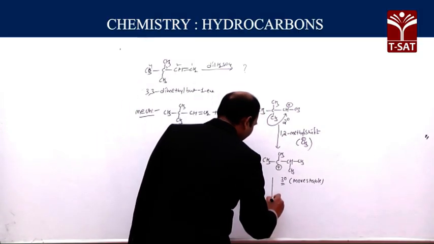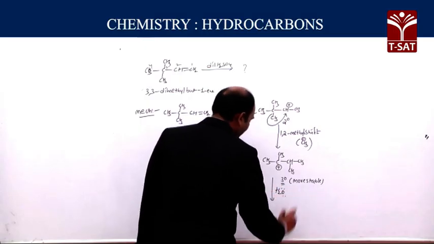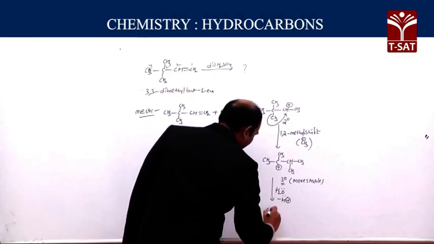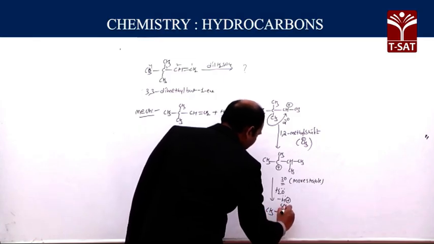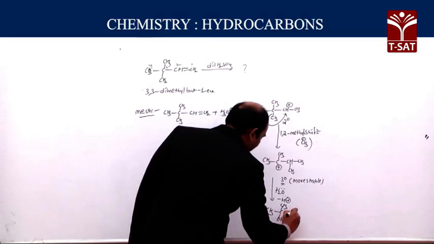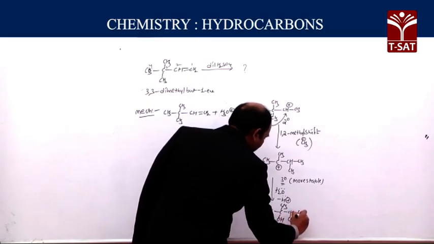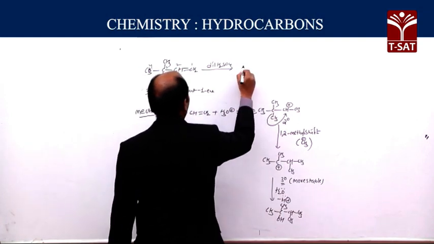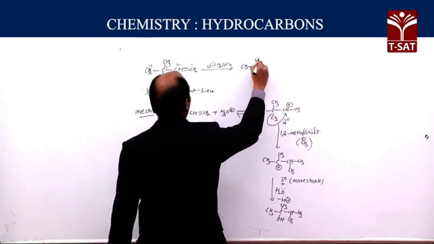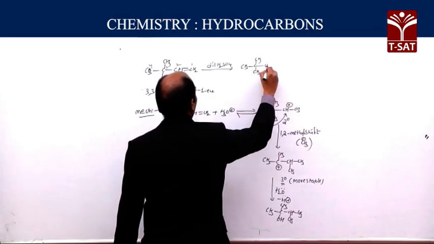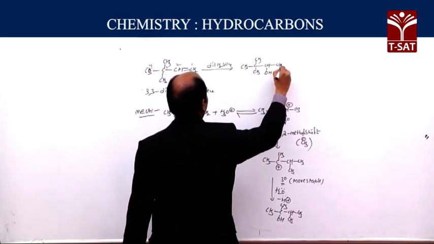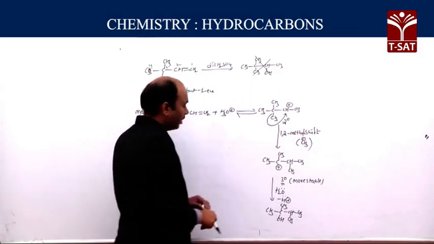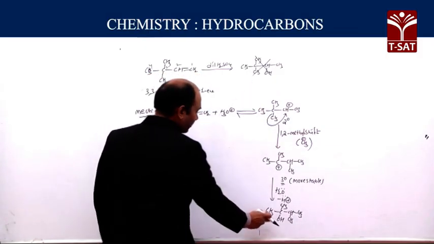Then again addition of water, then loss of H plus. So what we get here is CH3, CH3, this is OH, this is CH3. This is the product. Everybody is expecting this product, CH3, CH, here it is OH, CH3. This is not formed. It is formed, but if it is formed, it is a minor product. The major product is this product.